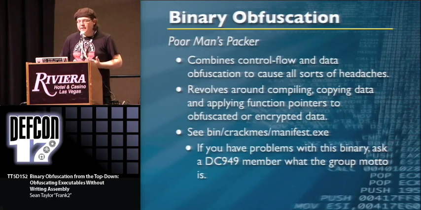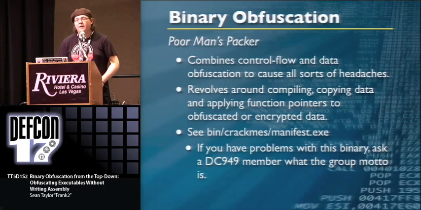And all it really does is it revolves around compiling, copying data, and applying function pointers to obfuscated or encrypted data. So there's another great example of this. It's called manifest.exe. It's actually really big, and it shouldn't be that big, but I'll explain why it's that big in a few minutes. If you have a problem actually running this binary, because when you first run it, it is likely going to crash. And that's not necessarily the program's fault. That's by design. So if you have any problems actually trying to unpack this binary, just ask a DC949 member what the group motto is.